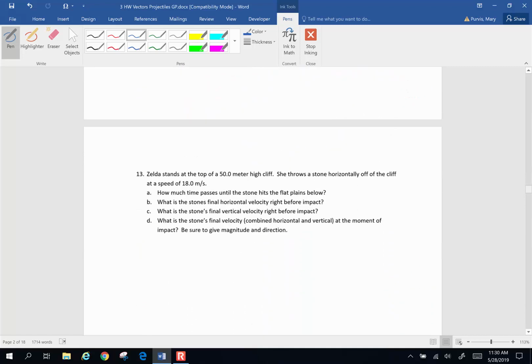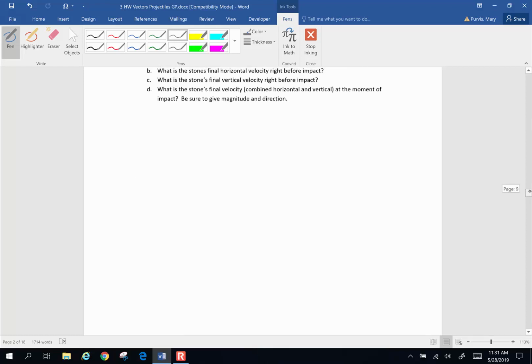Number 12. Zelda stands at the top of a 50-meter high cliff. She throws a stone horizontally off the cliff at a speed of 18 meters per second. And we want to know everything. How much time passes until it hits the plane below? What's its horizontal velocity? What's its final vertical velocity? What's the final combined velocity at the moment of impact? Give it magnitude and direction. So this is just one of those I want to know everything kind of problems.